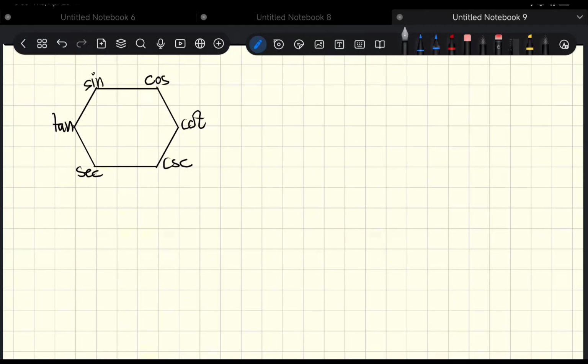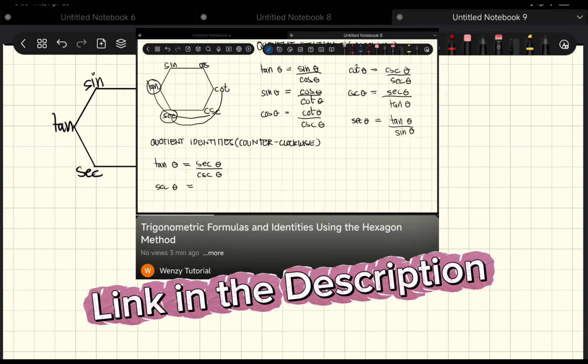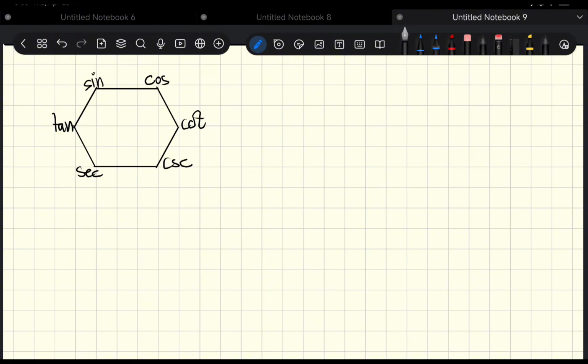Before we start, I recommend that you watch my video about trigonometric formulas and identities using the hexagon method here. If you have already watched it, then we can begin. First, let's divide the hexagon just like this.